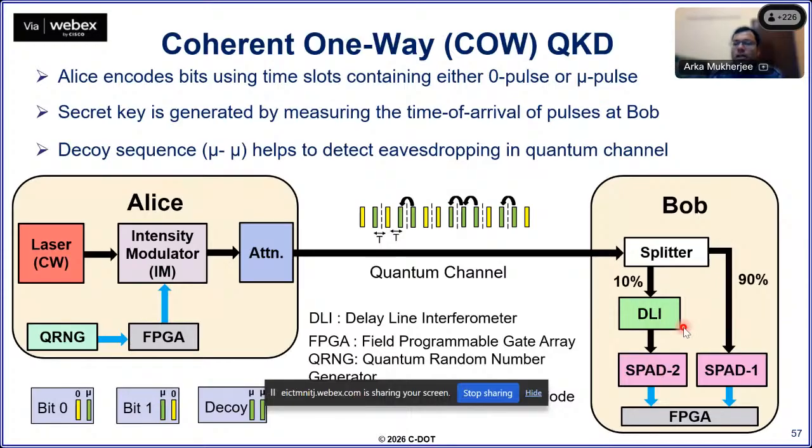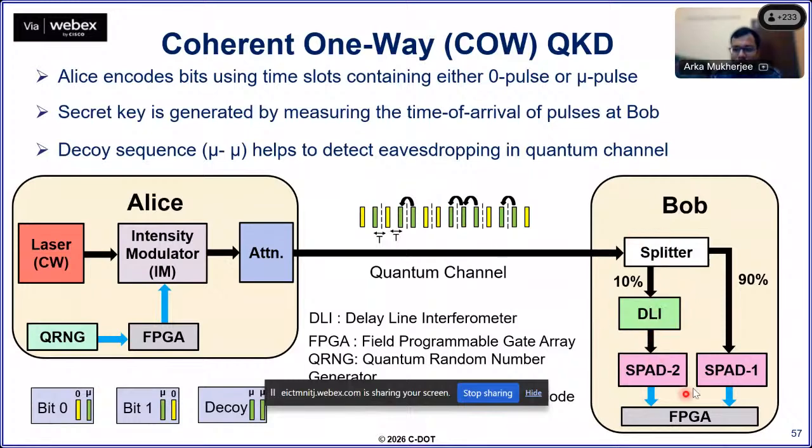Now there are two implementations of coherent one-way. In one implementation they use two detectors, one in the constructive arm and one in the destructive arm. But in our implementation we use only one detector, placed in the destructive arm, so that all these decoy pulses should interfere constructively. But if there is an eavesdropper, some interference will go to the destructive port. So that's how we check whether an eavesdropper is there or not. There is a paper from Walenta that specifies how we can place that detector, and we can calculate the visibility using a single detector rather than two detectors in the delay line interferometer.